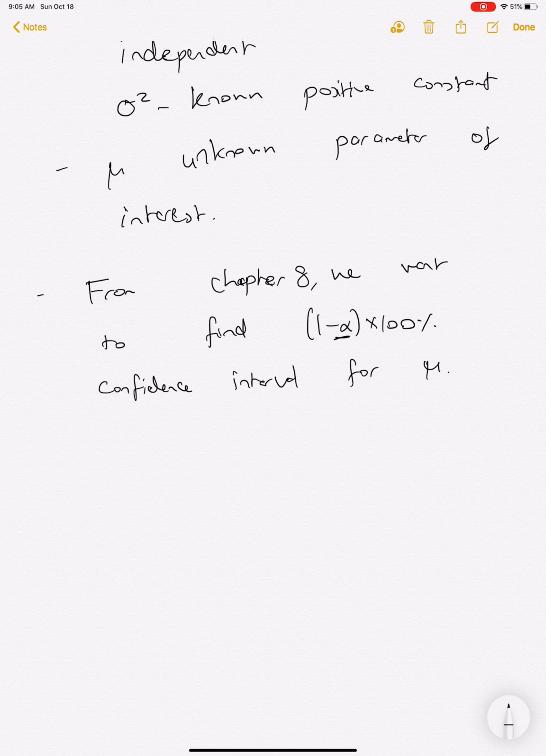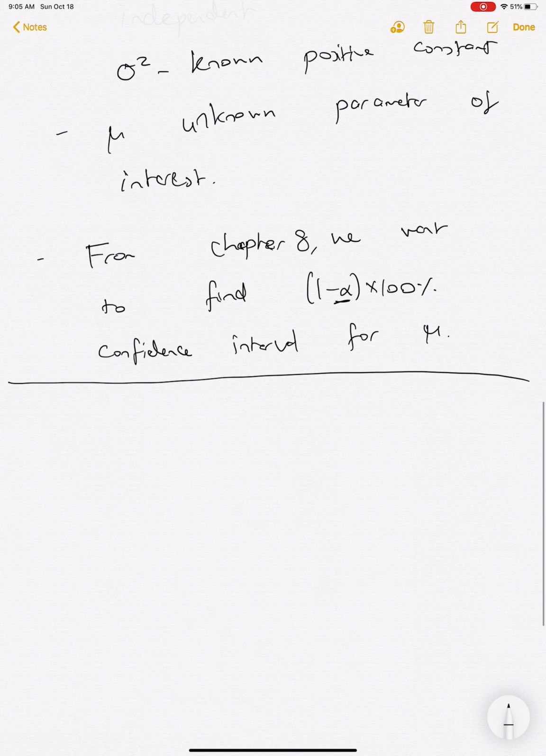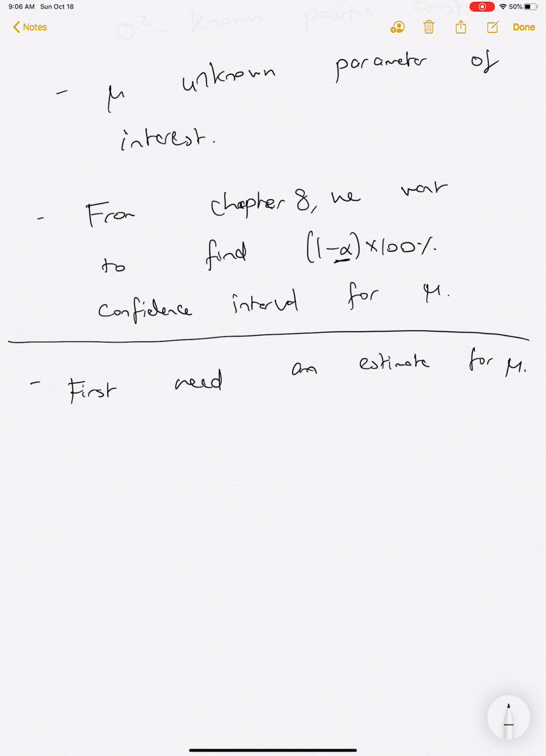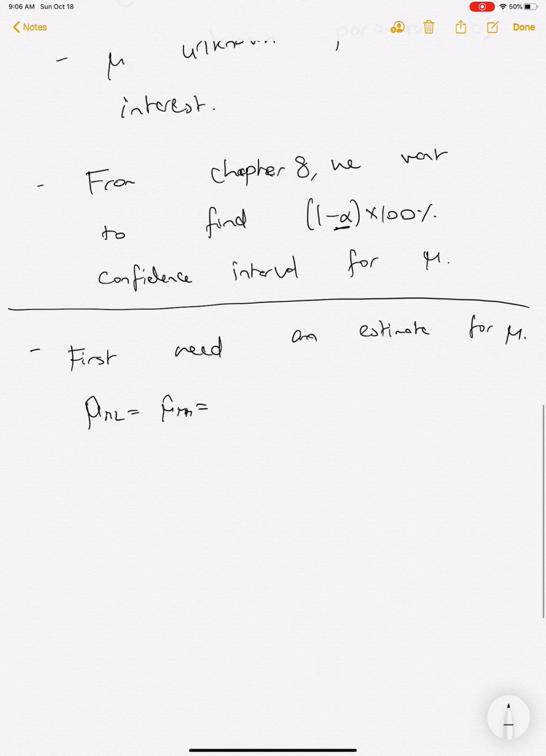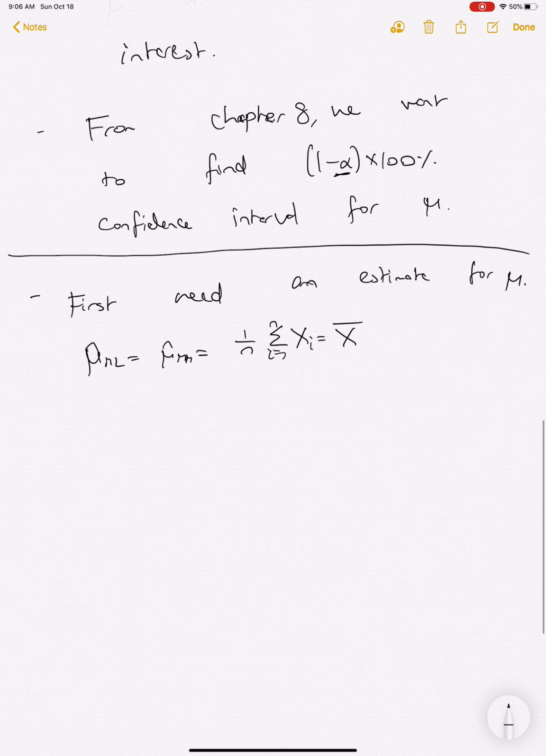Okay, so how do we do that? We first need an estimate for mu. The most natural choice is mu hat ML, which is also mu hat MM, which is the most intuitive thing we could think of, which is the sample mean. This is going to be our estimate for mu.